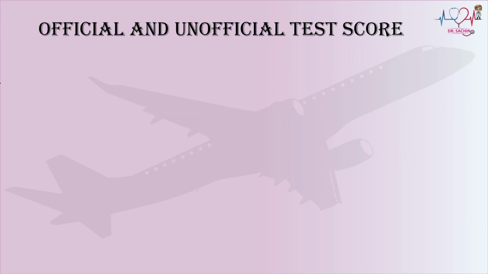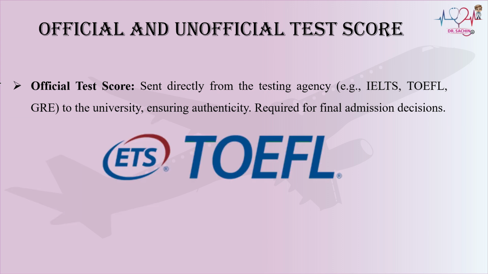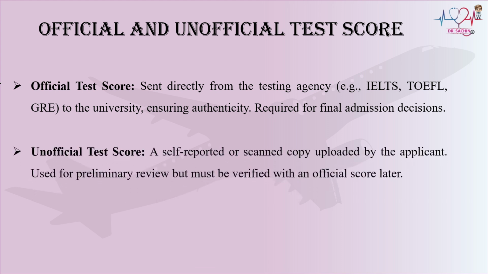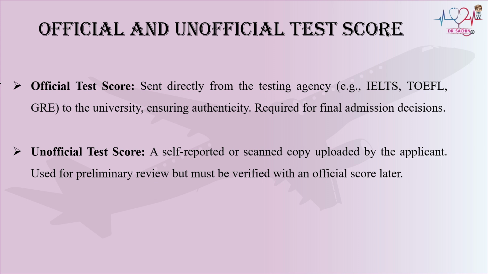Let's understand the official and unofficial test score. Official test score refers to the test result submitted directly from the authorized testing organization, such as IELTS, TOEFL or GRE, to the university. This method guarantees the authenticity and validity of the scores, which are essential for the final admission decision. And another is unofficial test score. This denotes a self-reported or scanned copy of test results submitted by the applicant. While it can be utilized for the initial evaluation process, it must subsequently be corroborated with an official report to ensure accuracy.